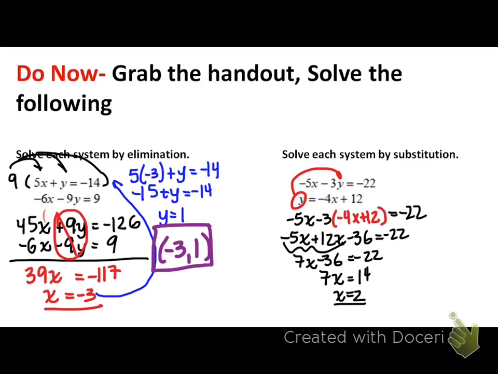What equation would be easier to plug it into, the bottom or top? Bottom. Could you use the top? Yes, but the bottom seems a little bit easier. So we're going to plug it into the one down below. Y is going to be equal to negative 4 times 2 plus 12. Y is equal to negative 8 plus 12. Y is equal to 4.